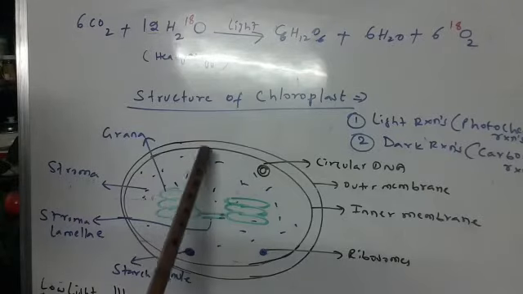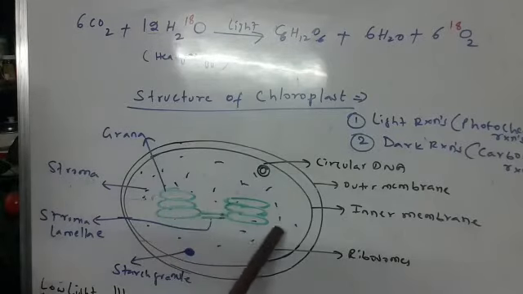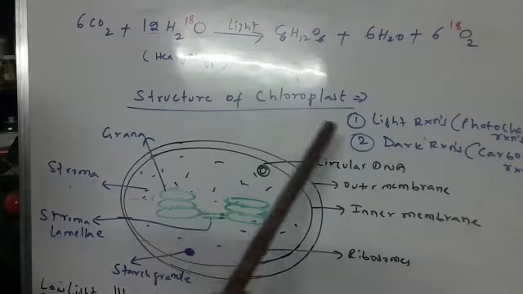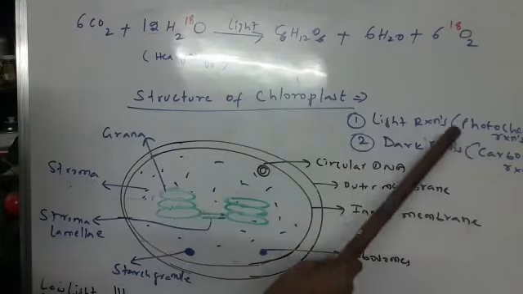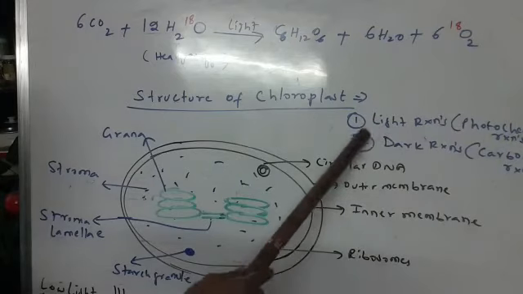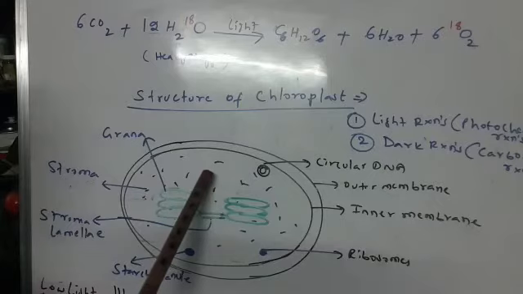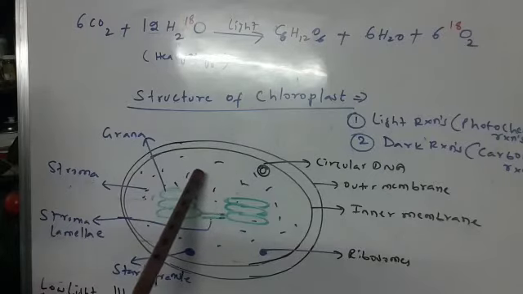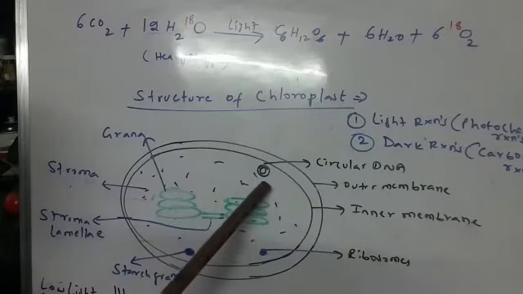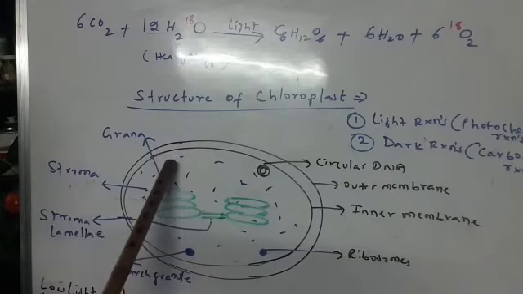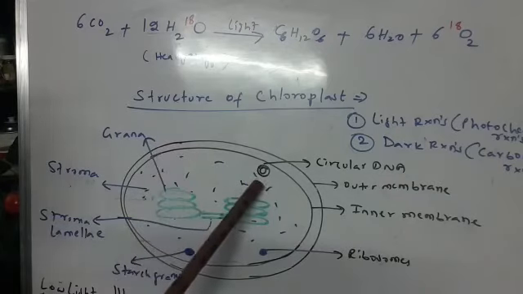In the stroma, the dark reactions take place, where the first step products ATP and NADPH are used for this dark reaction, and here the chemical energy is converted into food, into glucose.